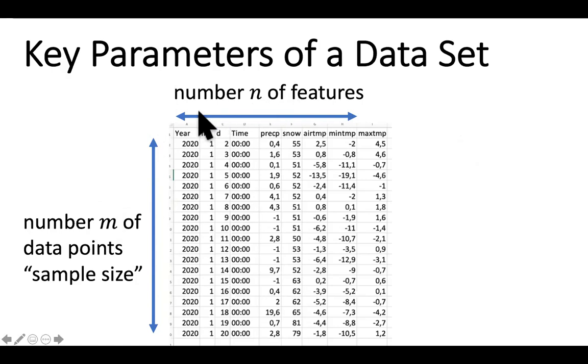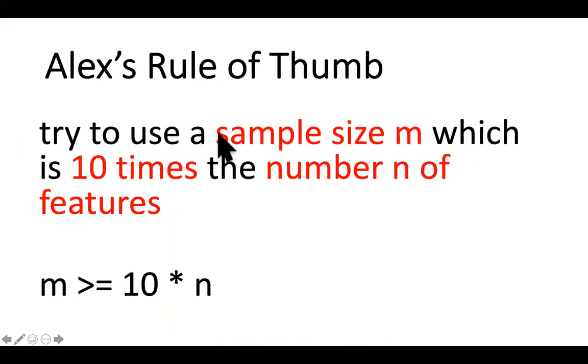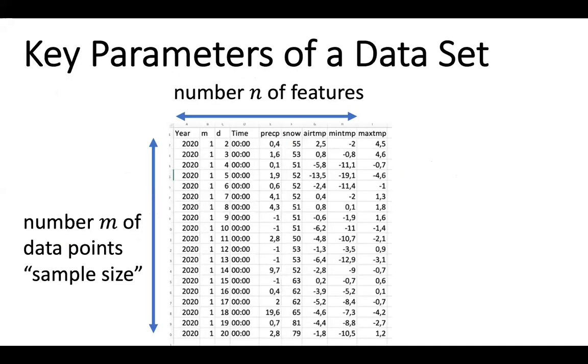Roughly speaking, you're at the sweet spot for machine learning, or it's an easy game, when you have way more data points than features. And here's Alex's rule of thumb. Always try to get so much data that the sample size M is roughly 10 times the number of features. So you should have 10 times more rows than you have columns that you use as features.